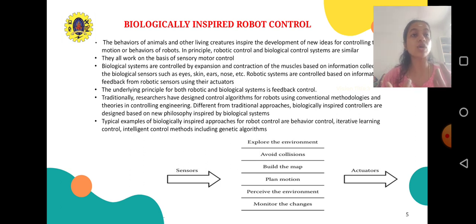Robotic systems are controlled based on the information fed back from the robotic sensors using their actuators. The underlying principle for both robotic and biological systems is feedback control.